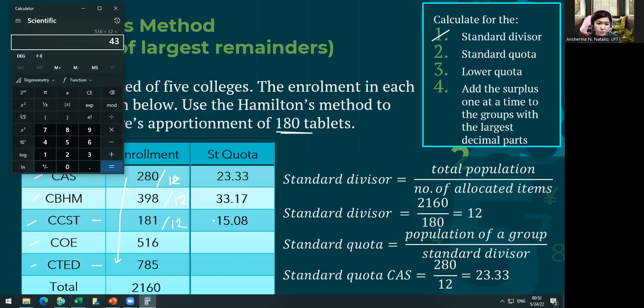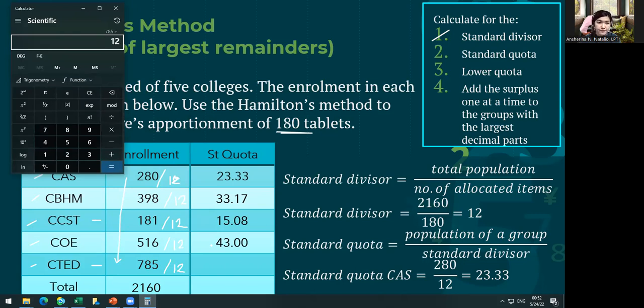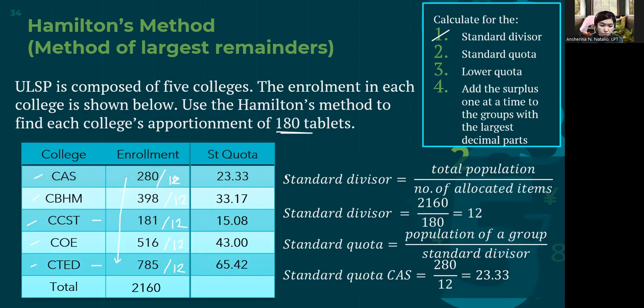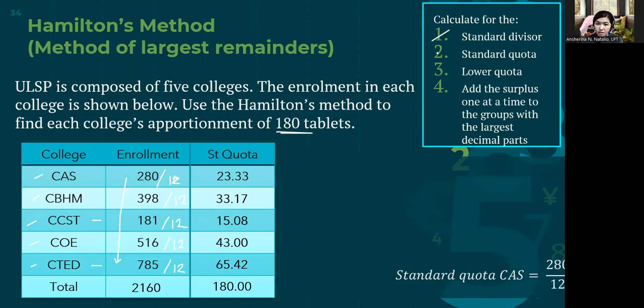516 divided by 12 is 43 factor. 785 divided by 12, 65.42. Okay. Now, if we would be adding them all, I think we would get a result of 108. Okay, what else? Ay, nagawa na natin yung standard divisor. We got the standard quota.